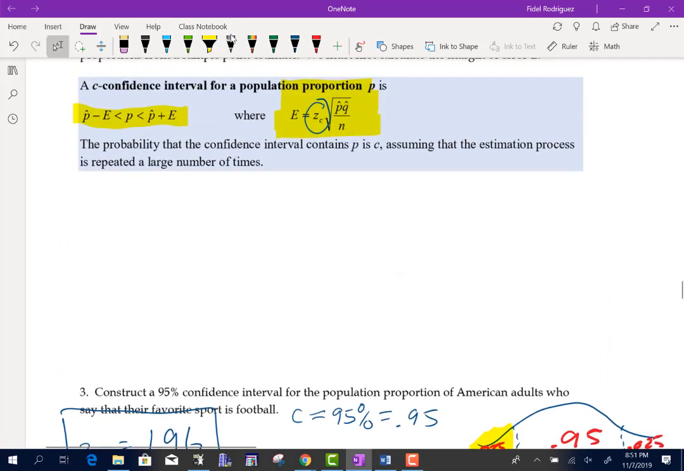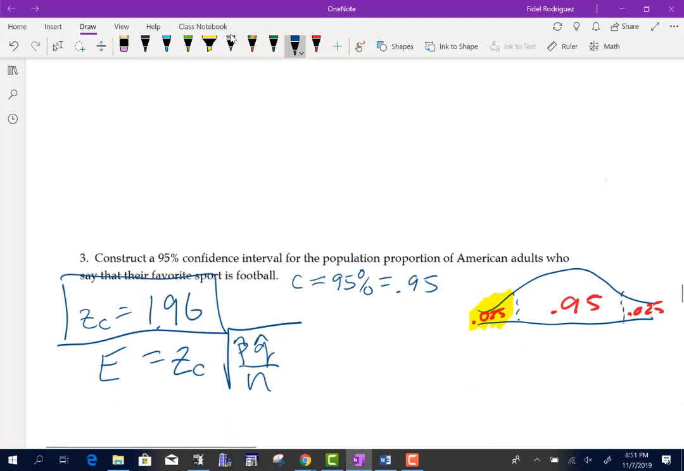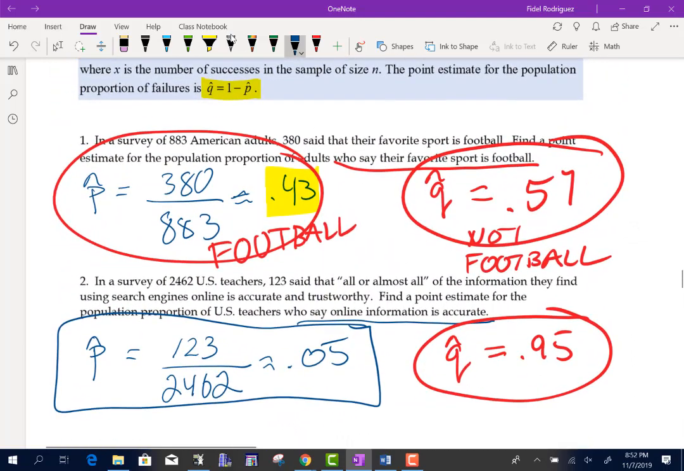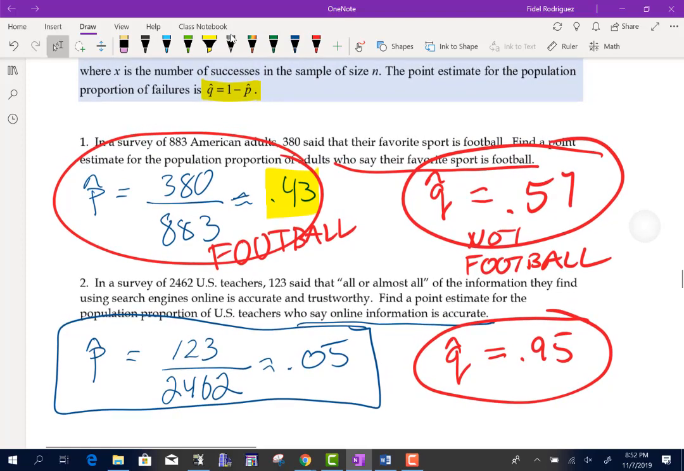First thing I'm going to do is copy this formula down over here so that I have it. I know you can see it on your notes. It's E equals ZC times the square root of p hat q hat all over n. Does that seem right? Okay, so let's come back to problem number 1. What was our p hat in number 1?